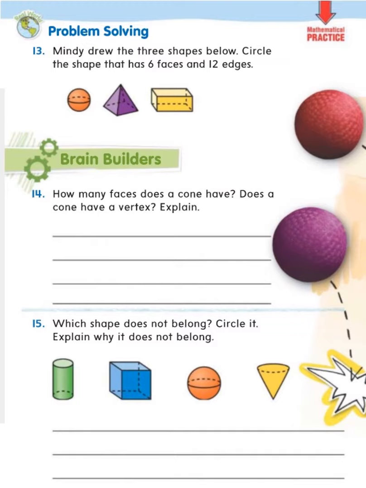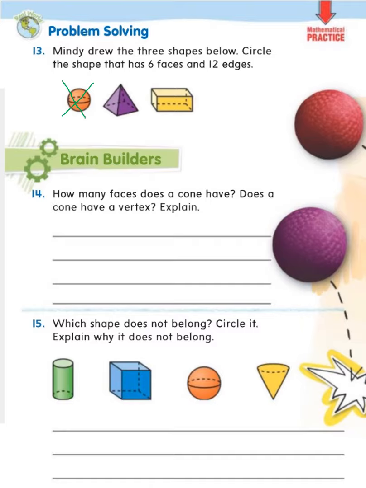All right, now number 13. Mindy drew the 3 shapes below. Circle the shape that has 6 faces and 12 edges. Which one do you know is definitely wrong? Right, it can't be the sphere because it doesn't have anything. We just talked about that on the previous page.